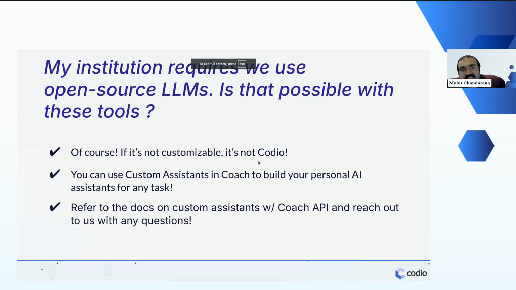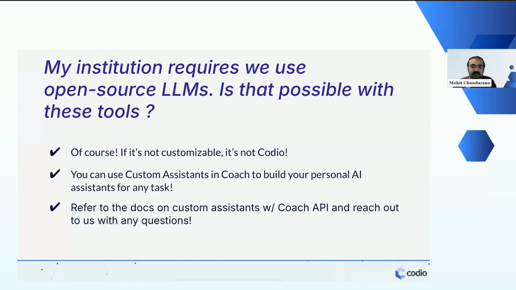Let's look at some of the questions that you might have had when we talk about generative AI and large language models, right? Let's say your institution requires the use of open source large language models. Is that possible with these tools? And the answer is of course, because if it's not customizable, it's not Codio. When we launched Coach, we launched the feature of making it extensible in the sense that you can create your own custom assistants for any given task, whether it's to help you write content, whether it's to help you generate any drafts, or whether it is to build something specific for your students.